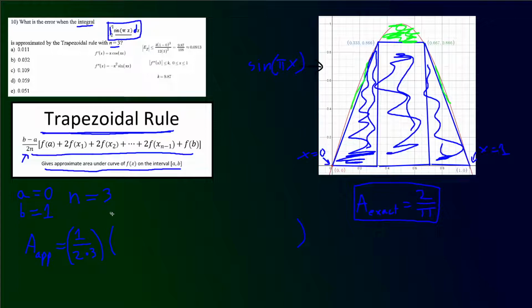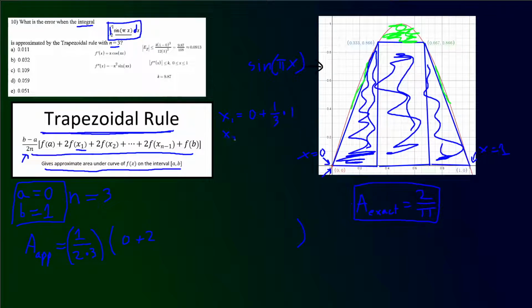So our f of a is f of 0, which if we look at our spot on the graph, it's 0. So f of a is 0, plus 2 times f of x1. Where is x1? x1 you get by adding b minus a over n. So x1 is equal to the starting point, which is 0, plus b minus a, but b minus a is just 1, over n, 3, so 1/3 times 1.